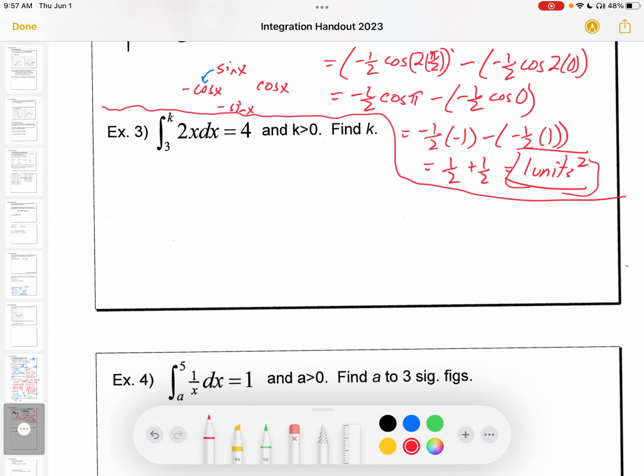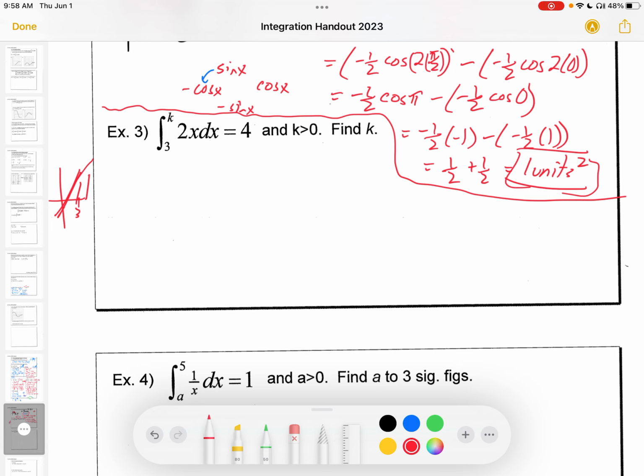Okay, a couple of other things. We could also be asked to find a boundary. So we've got this situation here where we've got a function y equals 2x. We're saying the area between 3 and something, essentially, is going to be 4. Okay. Let's find out what k is, and k is greater than 0.